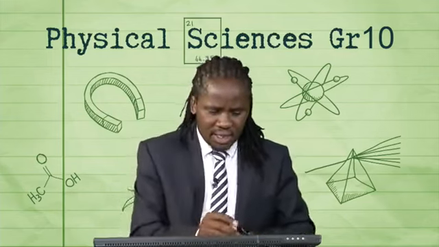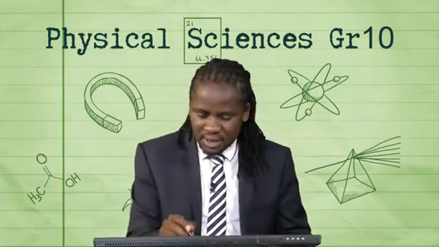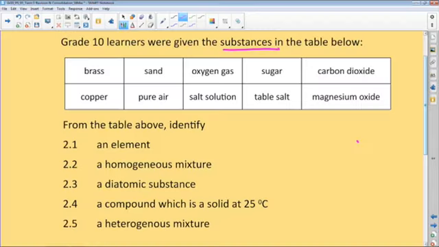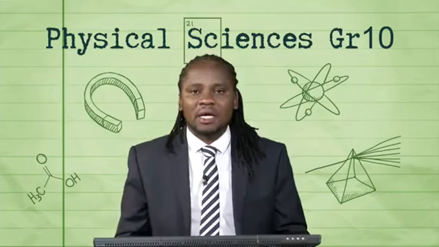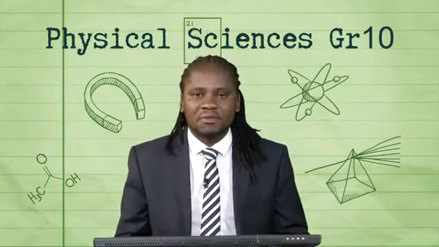Right, it says here, grade 10 learners were given substances in the table below. There is a whole lot of them given: brass, sand, oxygen, sugar, carbon dioxide, copper, pure air, salt solution, table salt, magnesium oxide. Right, from the table, identify each one of the following from 2.1 until 2.5. I'll give you 2 minutes to try that, and then we shall do the feedback. Starting from now, 2 minutes.